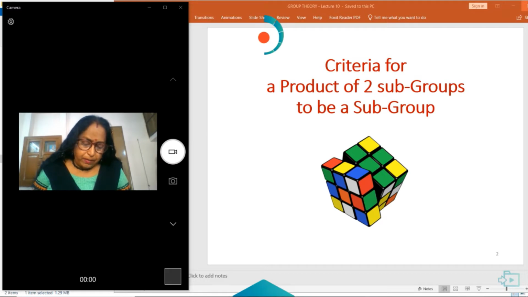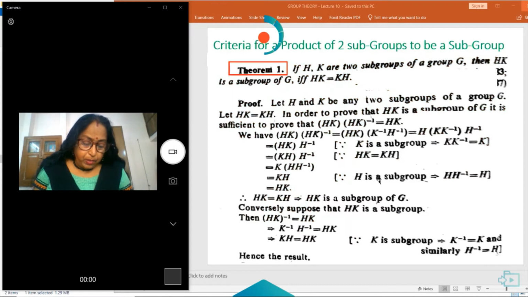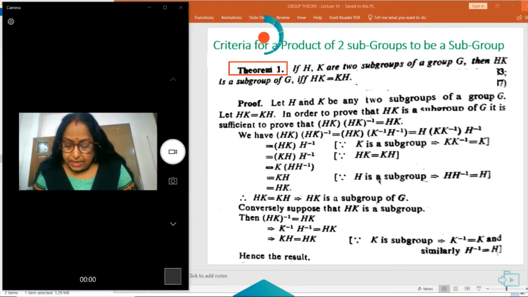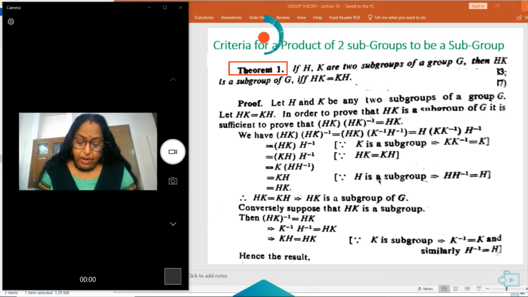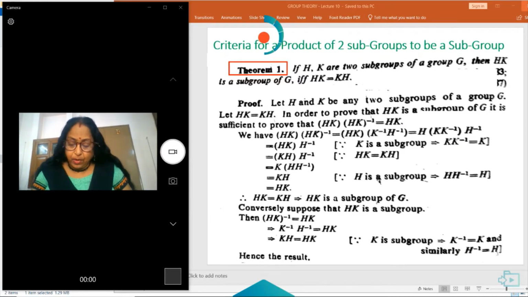Some properties of subgroups. Number 1: if H and K are two subgroups of a group G, then HK is a subgroup of G if and only if HK is equal to KH. Let H and K be any two subgroups of G. Given that HK is equal to KH, we are to prove that it is a group.